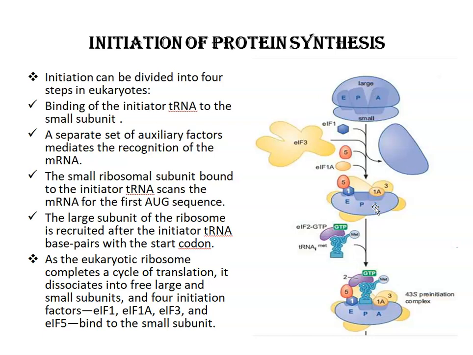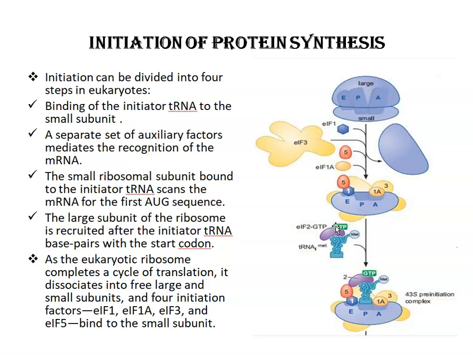Then initiator tRNA is escorted to this small subunit by the 3-subunit GTP binding protein EIF2. You can see here this part. So EIF2 binds the initiator tRNA only in the GTP bound state, right? The complex between the initiator tRNA and EIF2 is called the ternary complex, TC.